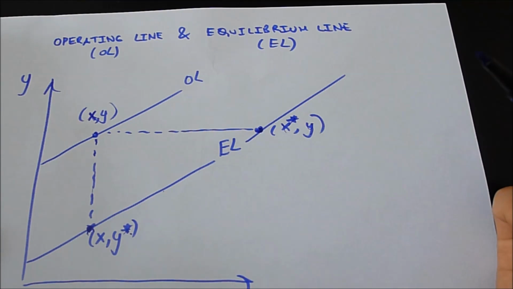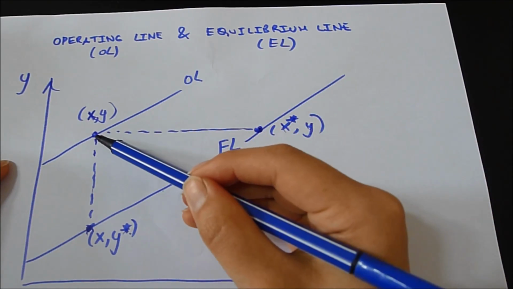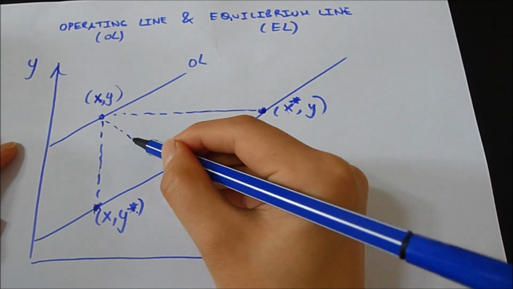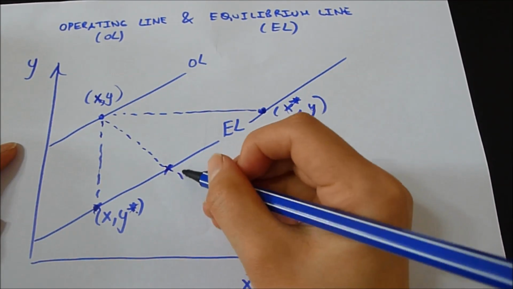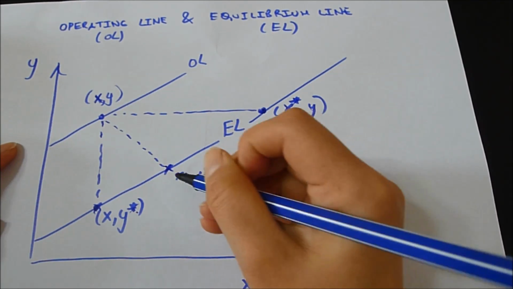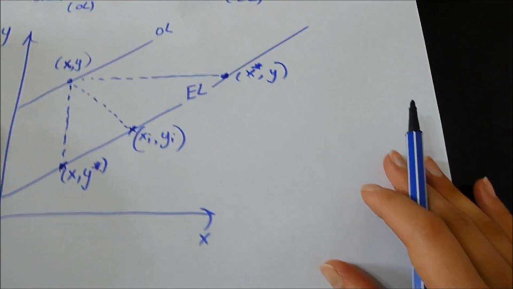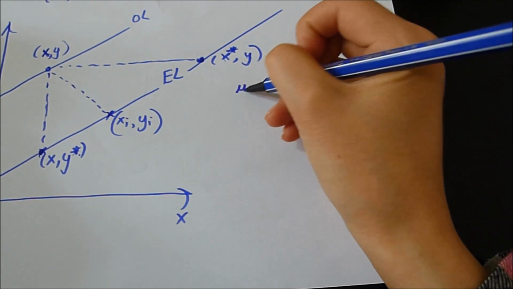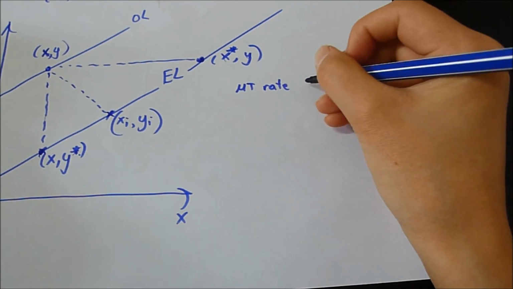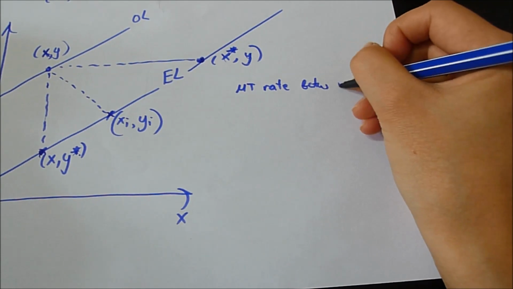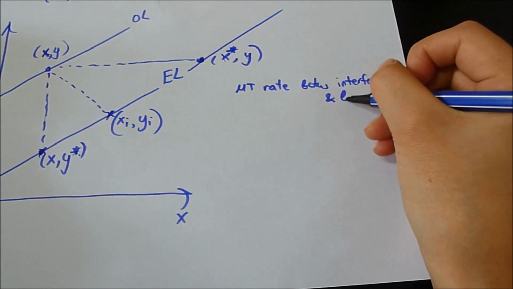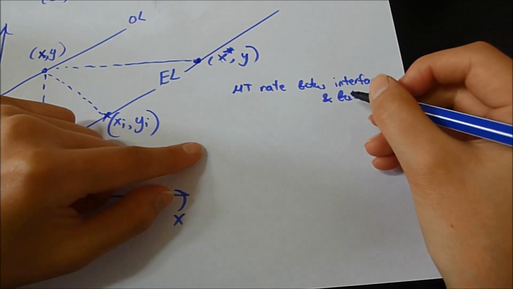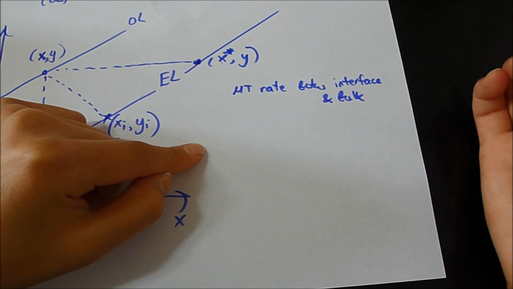So what about the mass transfer rate between the interface and the bulk? We draw it somewhere here. So this will be the interface point, Xi and Yi. And let me write the mass transfer rate between interface and bulk. Bulk meaning bulk vapor and bulk liquid.